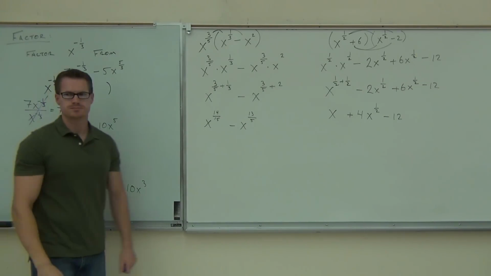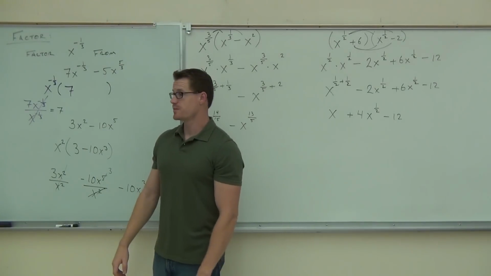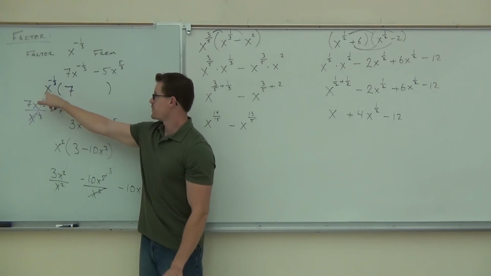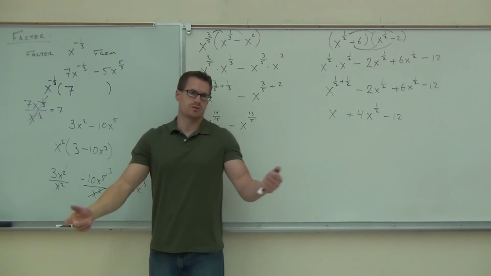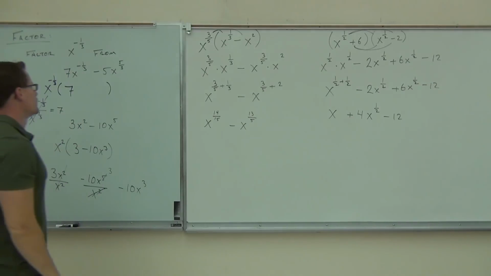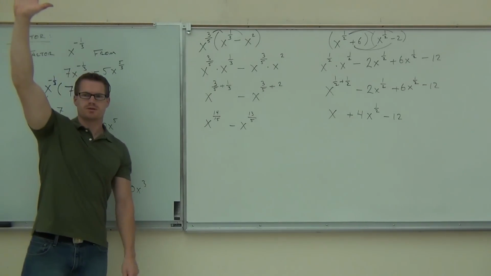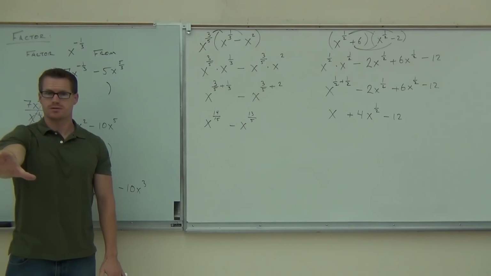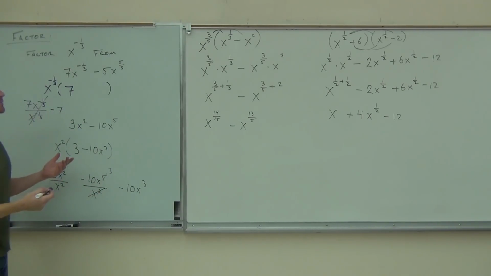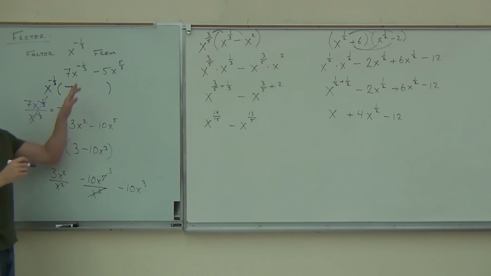You get 7. Hey, does that work if you distribute it? Yeah. Let's try it. If you distribute x to the negative 1/3, what are you going to get? Oh, look, 7x to the negative 1/3. That's cool. That works. How many people were with me on the first part? People in the middle, are you guys okay with this or no? Yeah, okay. Now for the next one, we're going to do the same exact thing with our second term.